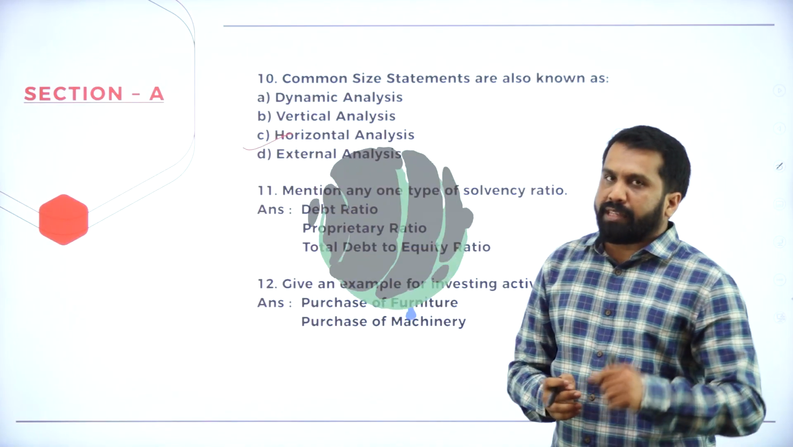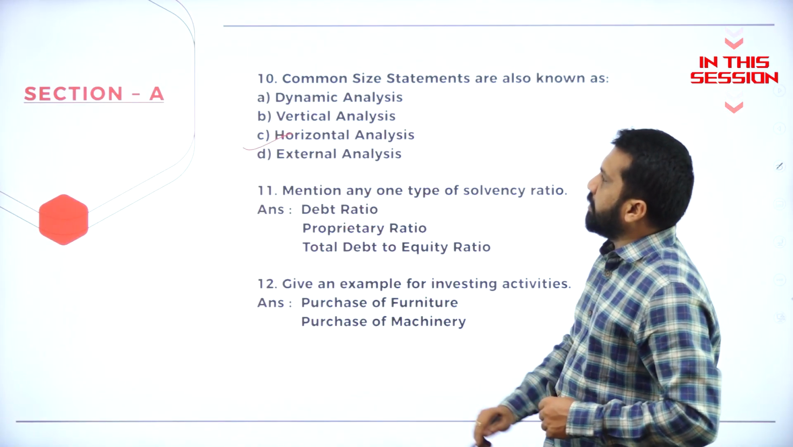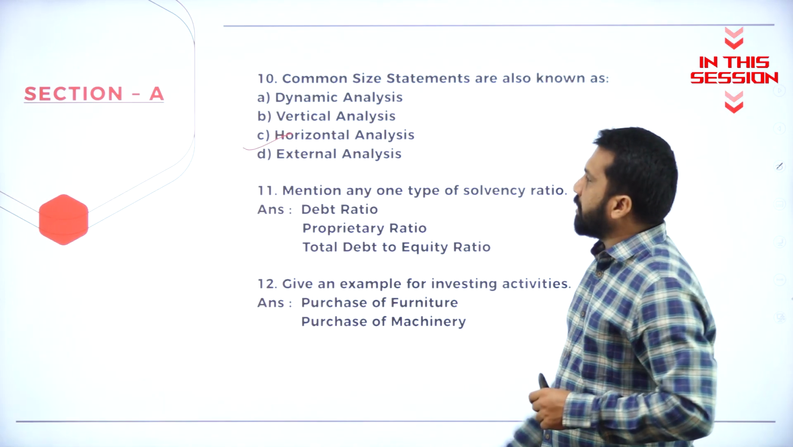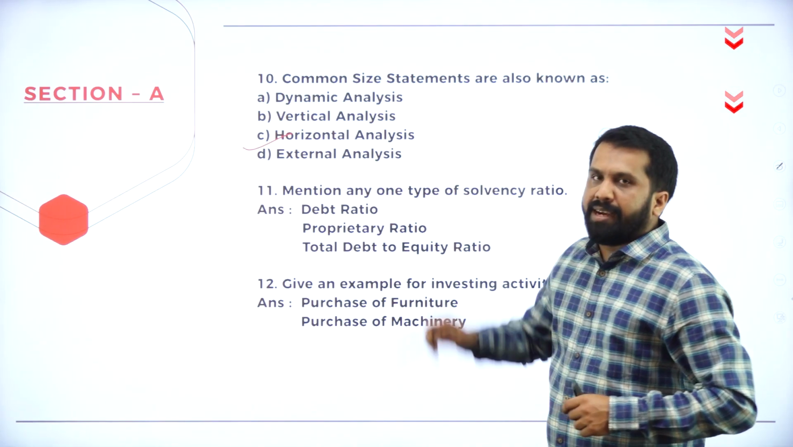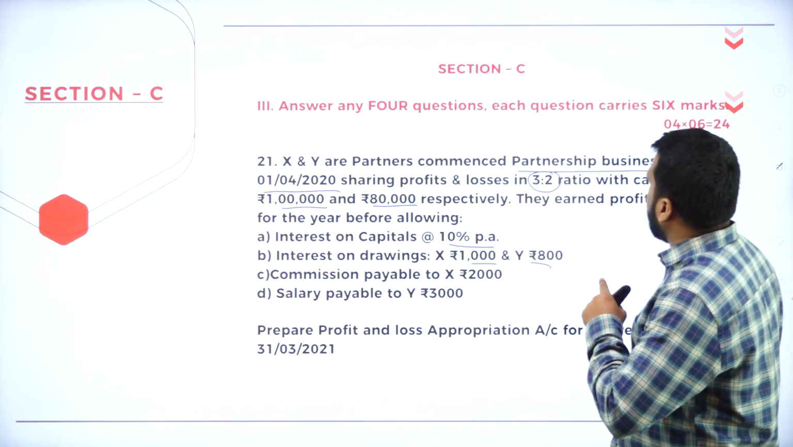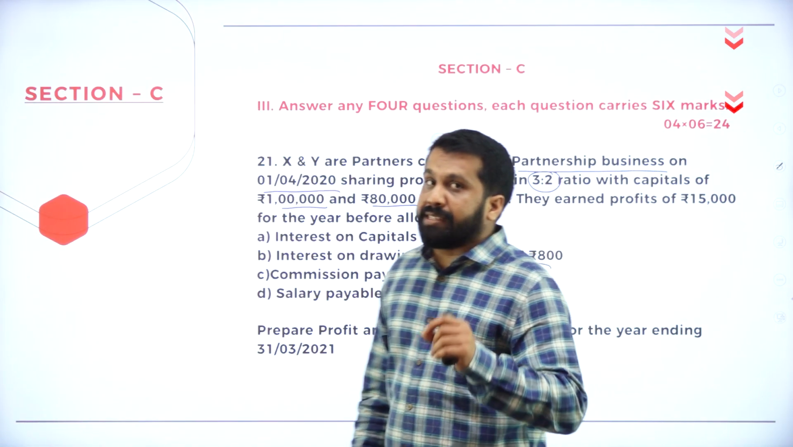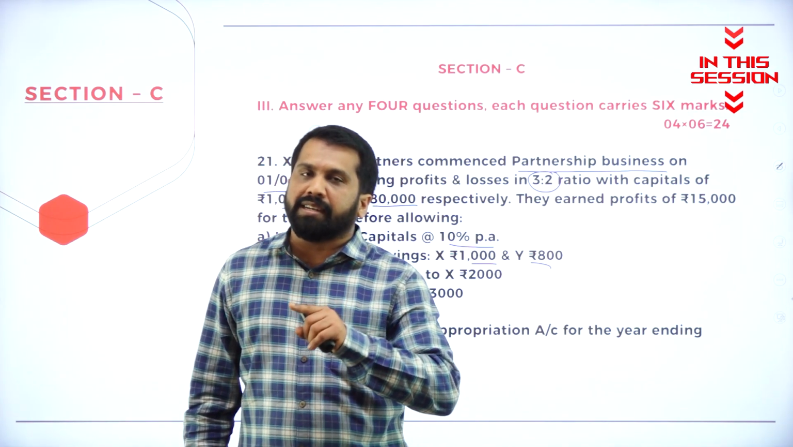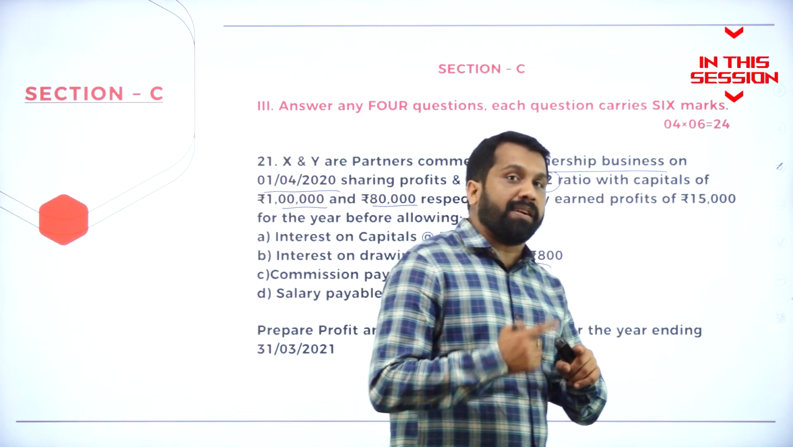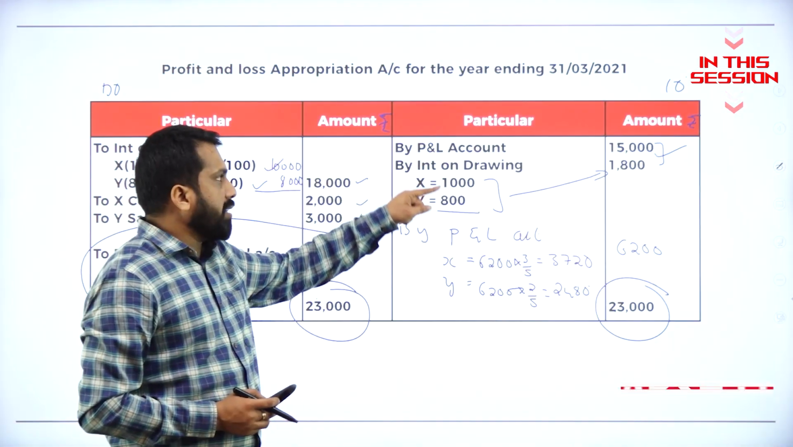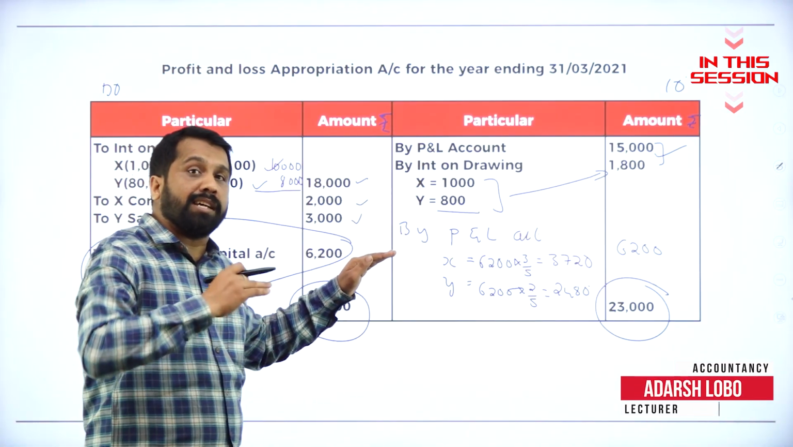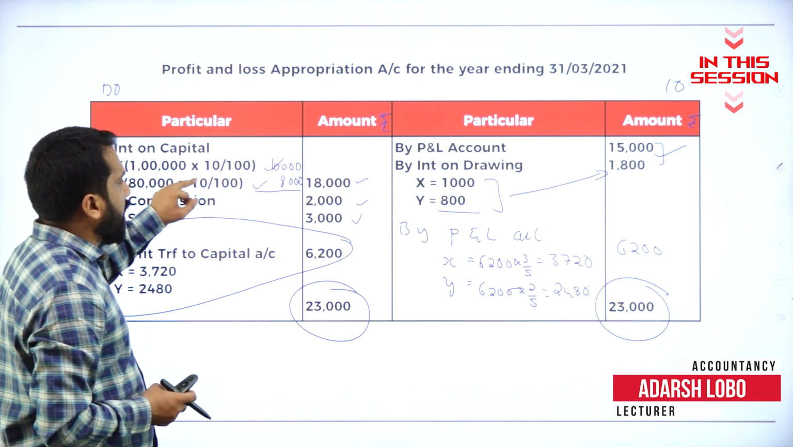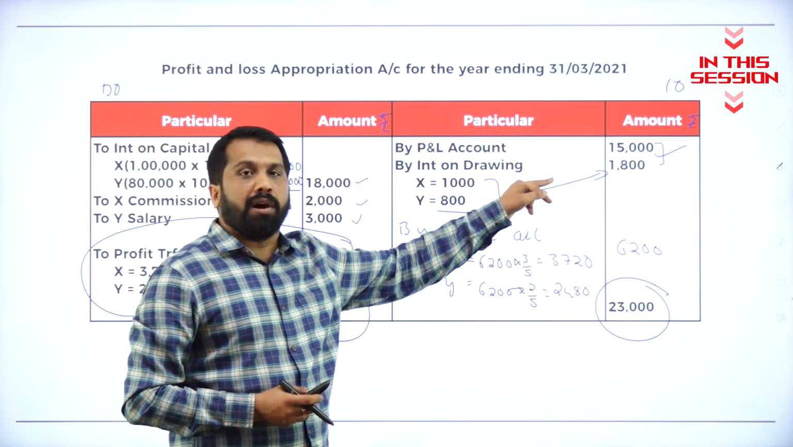The few textbooks they have given it as vertical analysis, but few question papers they have given horizontal. But go with the answer of horizontal analysis. In the P&L appropriation account, we never consider capital, we never consider drawing. Only we consider interest on capital, interest on drawing. Your income is less, but your expenditures are more. Why? Because you have paid interest on capital more than your profit.